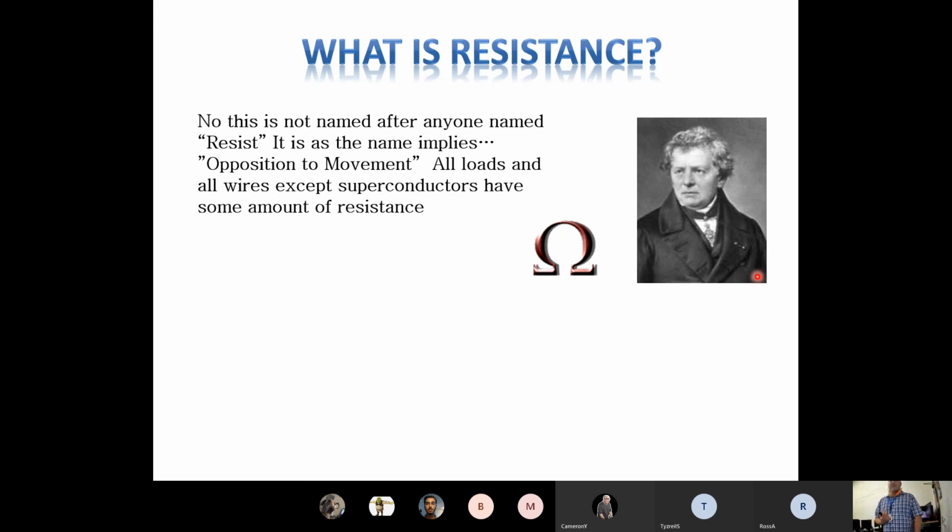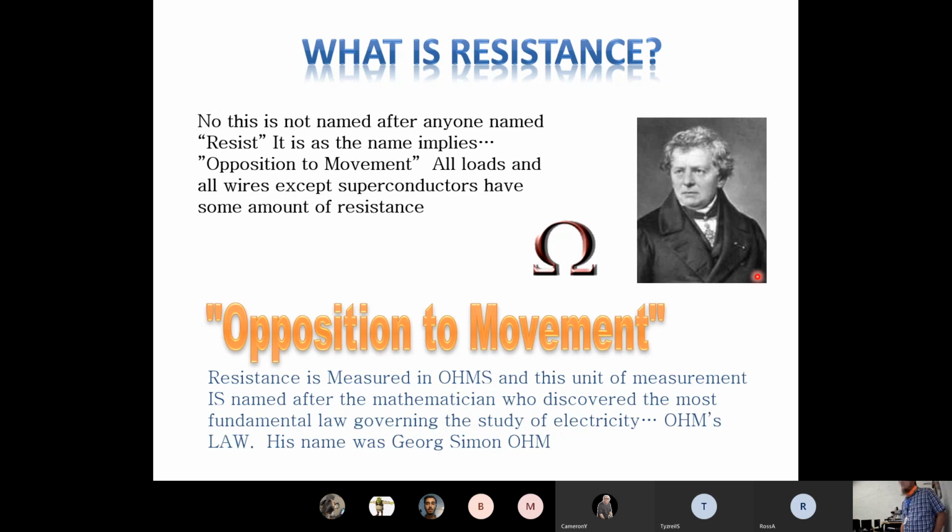Okay, so it's not named after anyone. It's named after the word resist because it is resisting the push of the electrons. So that's why it's called resistance. It is basically resisting or pushing back, keeping that push from happening as easily as they'd like it to. The opposition of movement is what they're pushing for here. Measured in ohms.